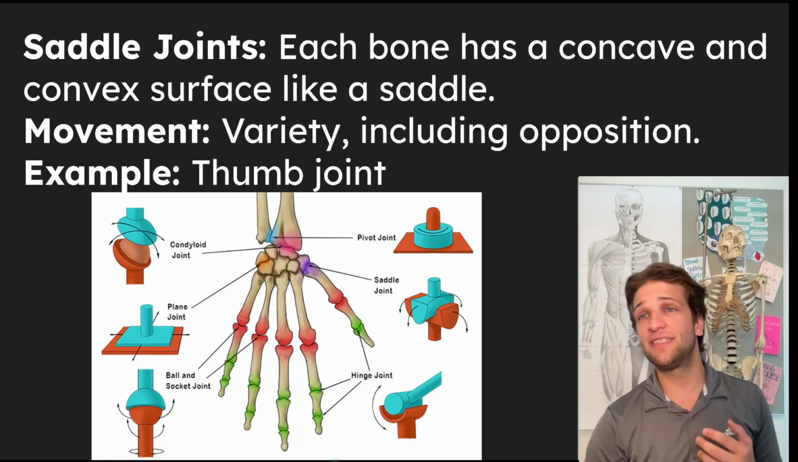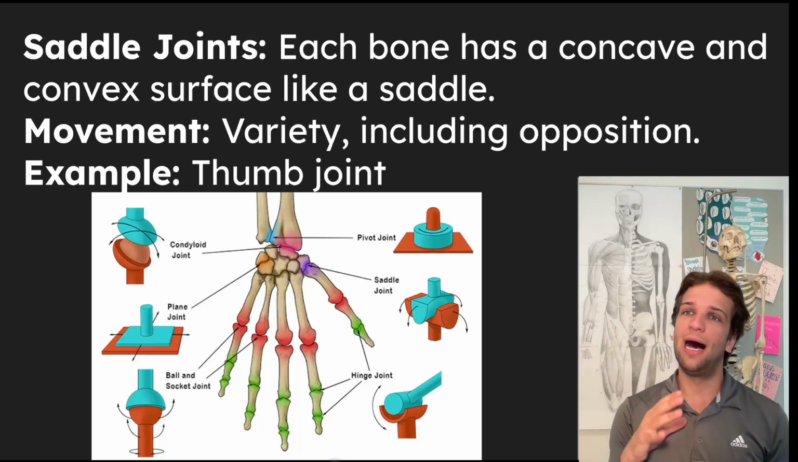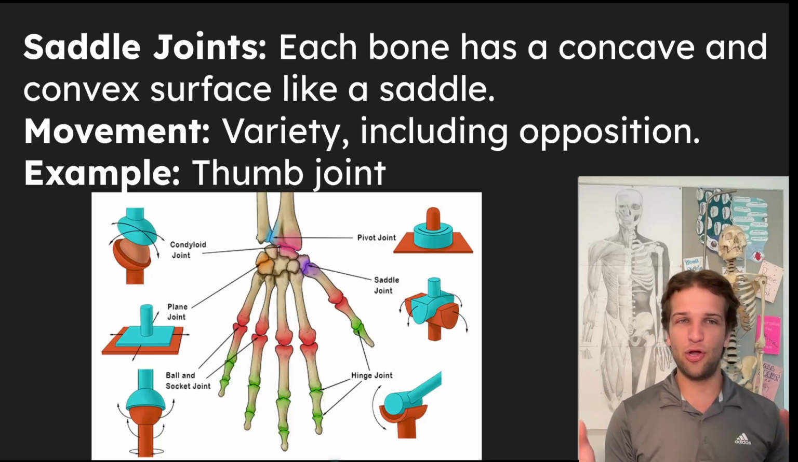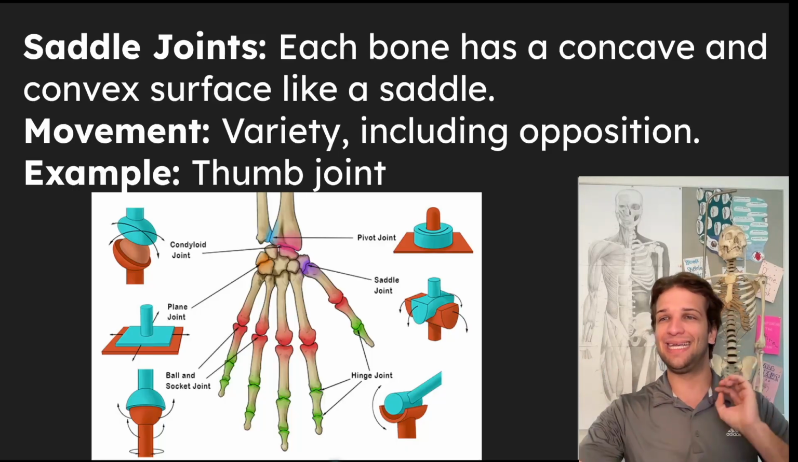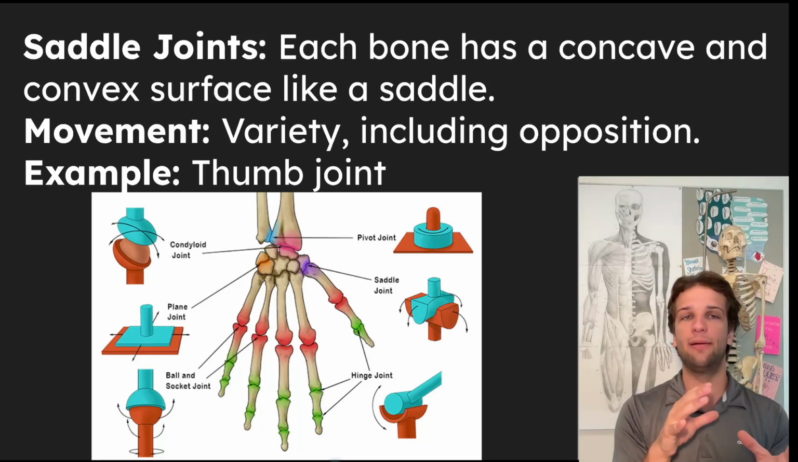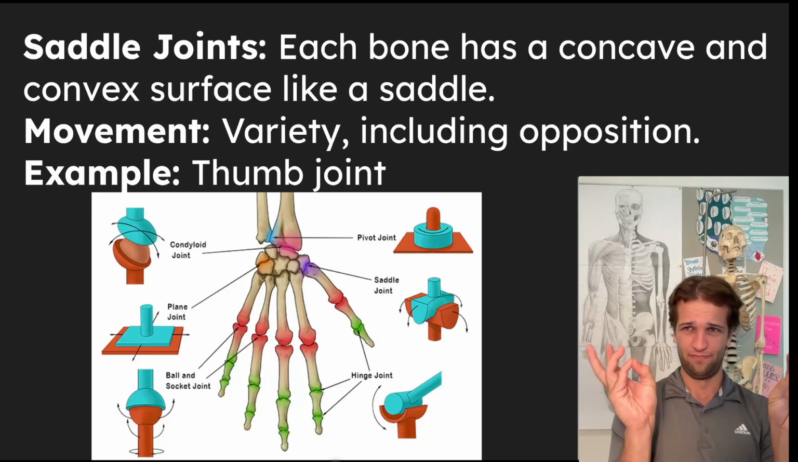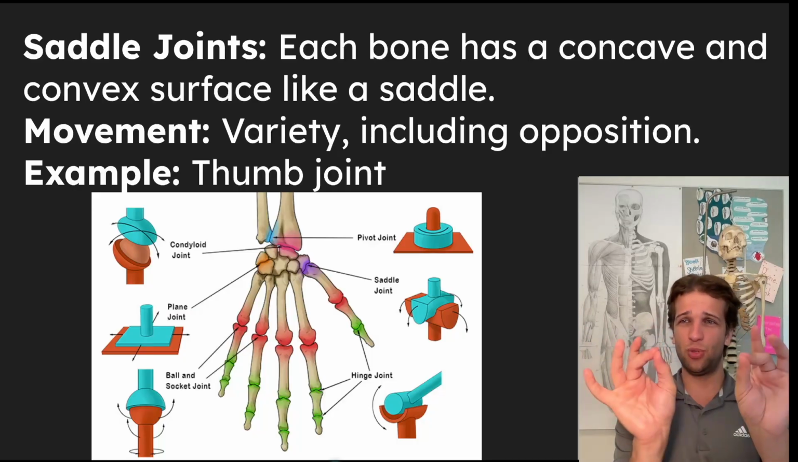You really only have saddle joints in your thumb. And think opposition when you think about this. Really, I want you to know that the saddle joint is about moving against the other joints, against the direction of the other joints, to allow for opposition, to allow us to close.